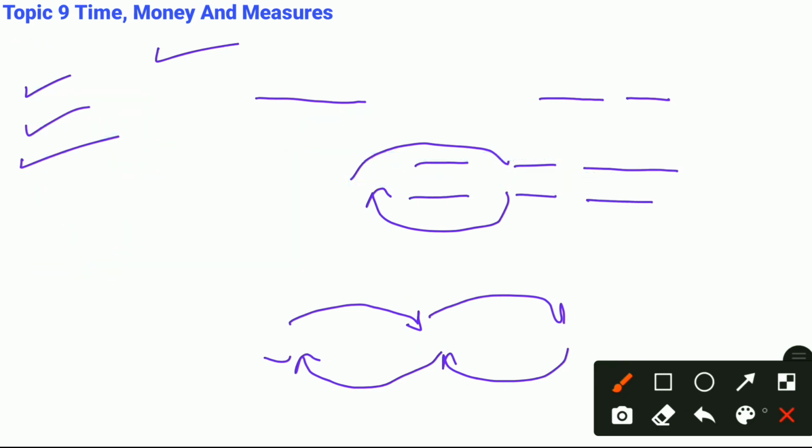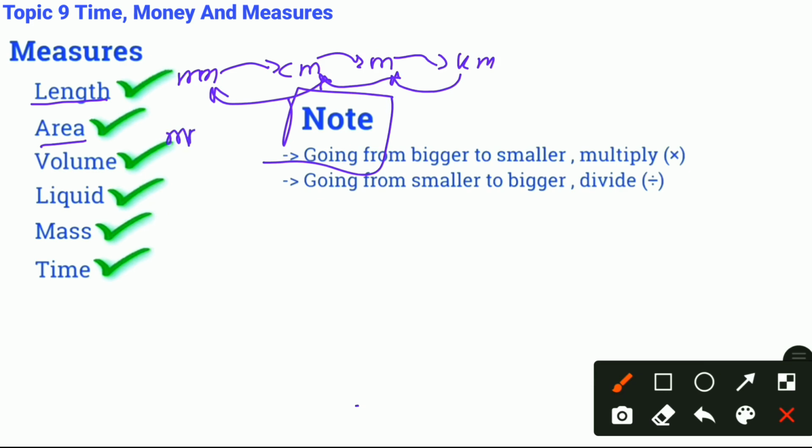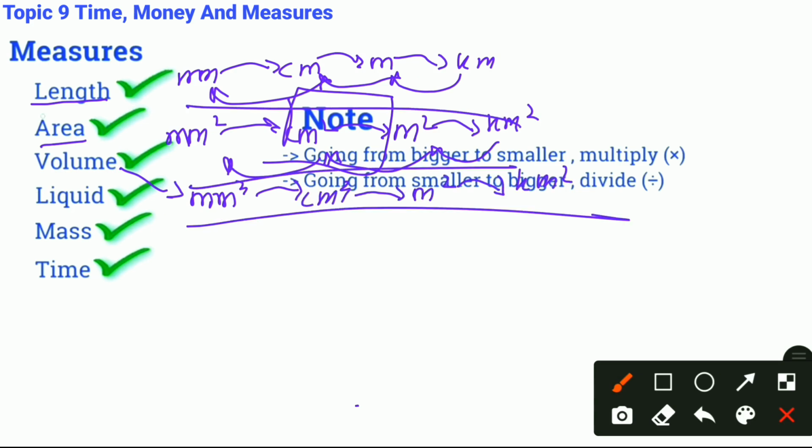And this is the end of topic 9. We understood about length, going from millimeter to centimeter, centimeter to meter, meter to kilometer, and then going back. In area, we make all of them square areas: centimeter square, meter square, kilometer square, then going back. Volume: millimeter cube, centimeter cube, meter cube, and kilometer cube. Okay, measures done.